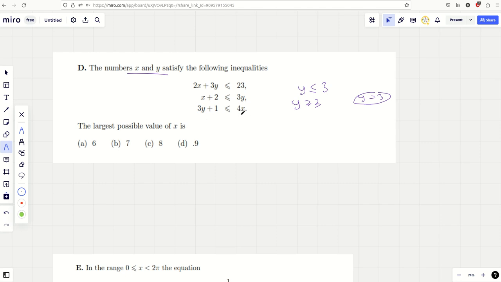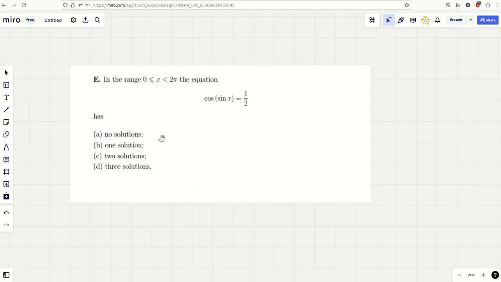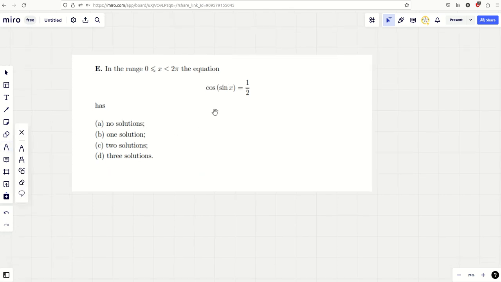Now what about the last one? Let's just check if x is 7, which gives you 28 on this side, and y is 3, which gives you 10 on this side. Is that okay? Does that work? Yes, it does. So the answer is 7, because we can find a pair of values which works in all three inequalities. Okay, E. This looks like an interesting one. What have we got here?